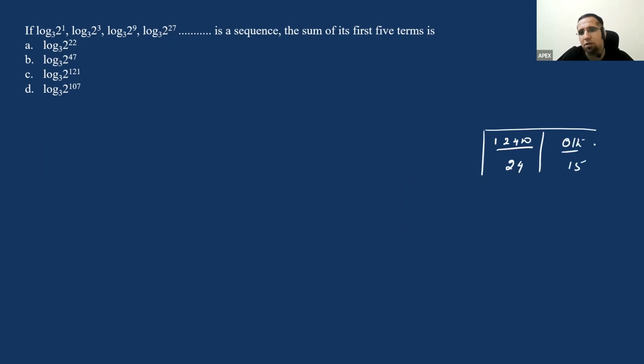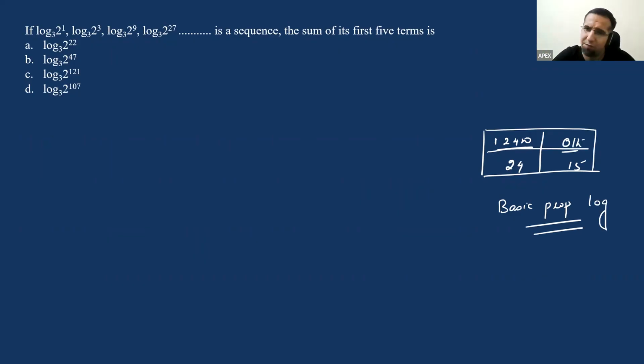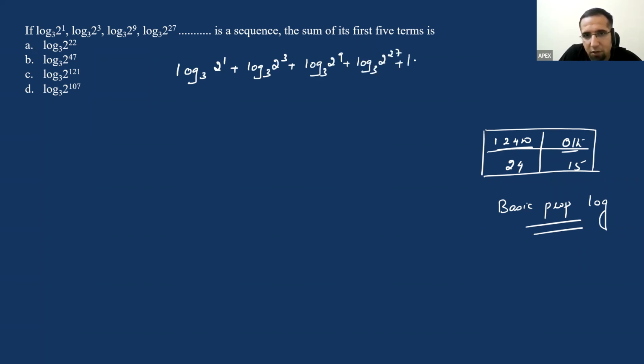Now, in all the mock discussions, I have also advised one simple funda: please go and check the basic properties of logarithms. Now, this question should not have been left. There's one more logs question, which we will leave. But this question should not have been left because the base is the same and I'm calculating the sum: log 2 to the power 1 base 3, plus log 2 to the power 3 base 3, plus log 2 to the power 9 base 3, plus log 2 to the power 27 base 3, plus log 2 to the power 81 base 3.